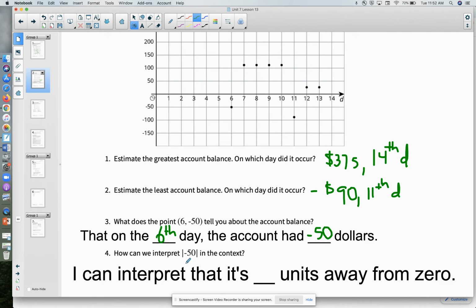How can we interpret the absolute value of negative 50 in this context? So the absolute value of negative 50, we can say what? That it's how many units away from zero? Right, 50. Okay.